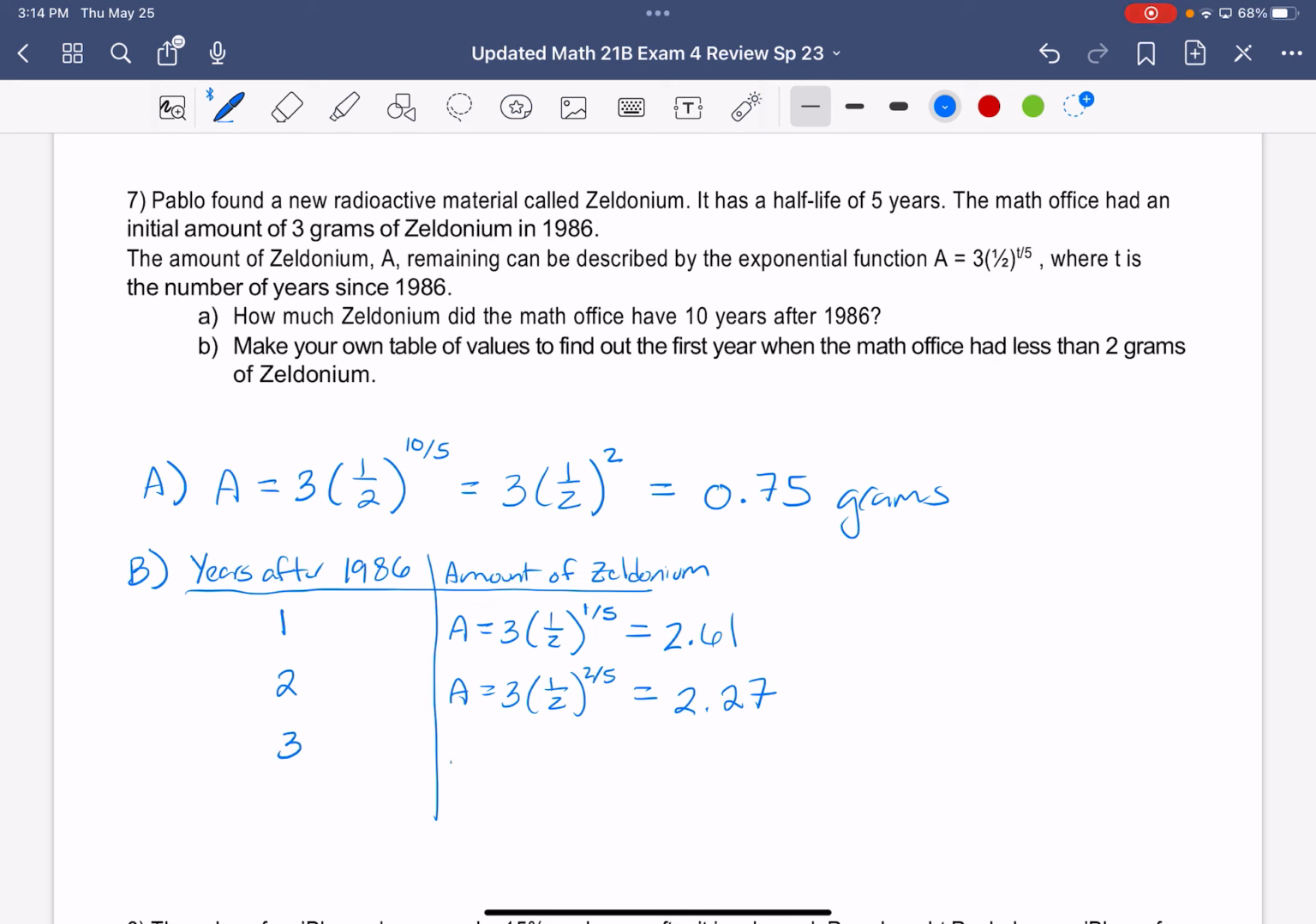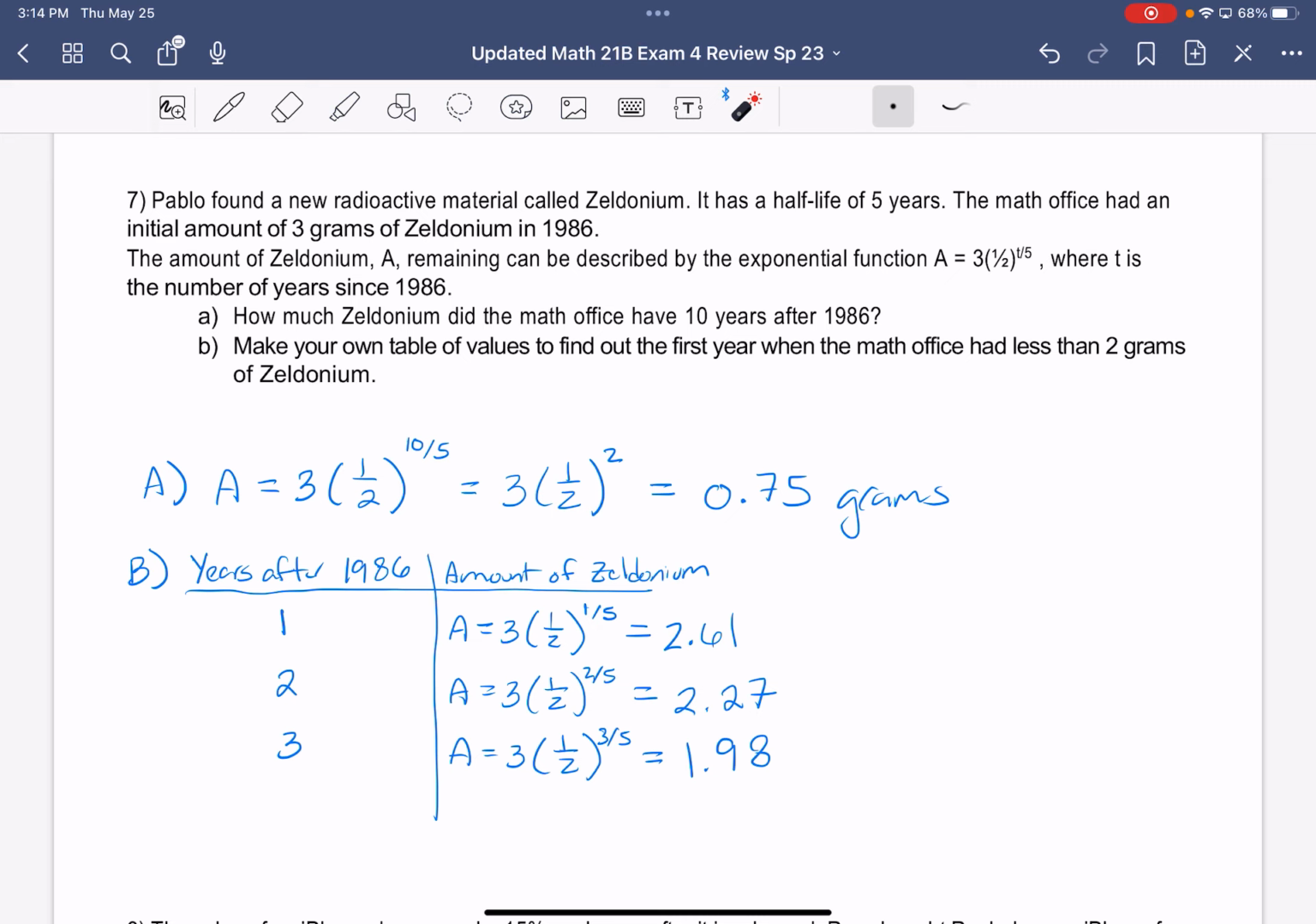Now let's try 3 years. A equals 3 times 1/2 to the power of 3/5. Using your calculator, that is 1.98. Am I done? Yeah, because we're finally below 2 grams of zeldonium. We got just below it finally. And it took 3 years to get there.